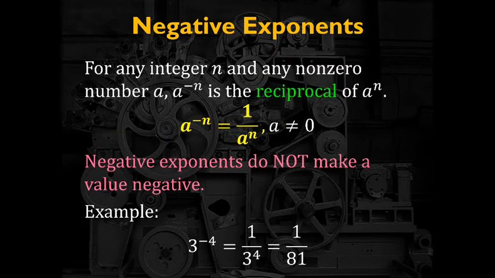Next, we'll do negative exponents. A negative exponent is the reciprocal of the positive exponent. So, a to the negative n equals 1 over a to the n, so long as a is not equal to 0. Here is a big important fact: negative exponents do not make a value negative. If you take a positive number to a negative exponent, it's still positive. So here's an example. 3 to the negative 4th equals 1 over 3 to the 4th. So, when you take a negative exponent, you move it down to the denominator, make the exponent positive, and then evaluate that value, 1 over 81.